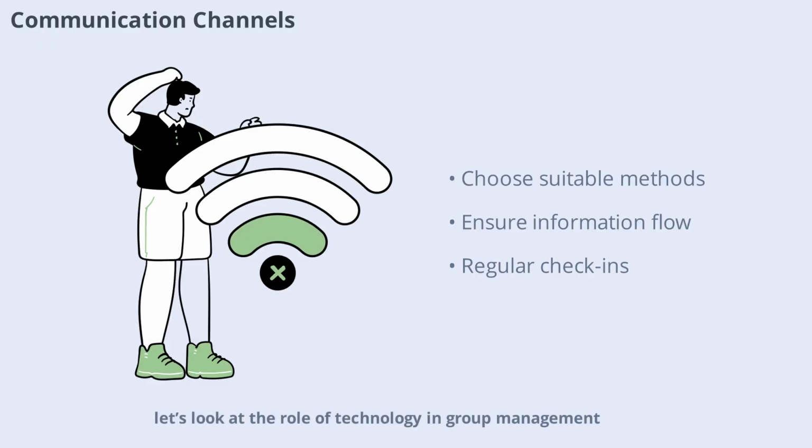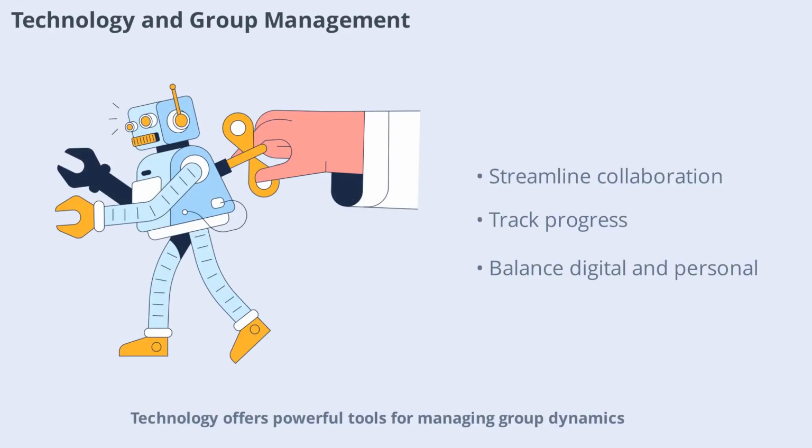Now, let's look at the role of technology in group management. Technology offers powerful tools for managing group dynamics, from project management software to video conferencing platforms. These tools can streamline communication, track progress, and facilitate collaboration, especially for remote teams. Leaders should select technology that fits the group's needs and provide training as needed. It's also important to balance digital tools with personal interaction to maintain strong relationships.